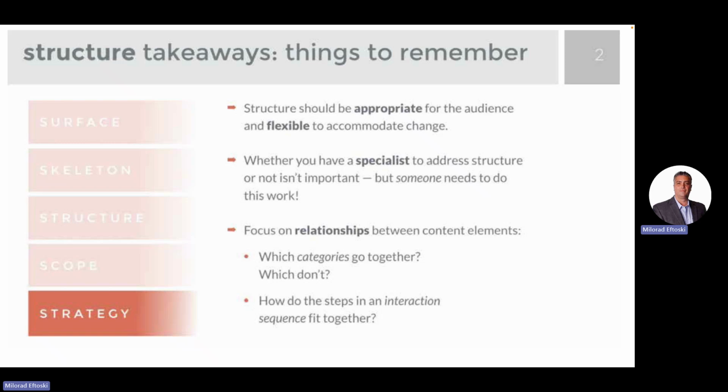Structure should be appropriate for the audience and flexible to accommodate change. So you should be able to make changes without any hassle. Whether you have a specialist to address structure or not isn't important, but someone needs to do this job. You can't skip this process when you're developing a high-end digital product. You have to consider this stuff. Focus on relationships between content elements. Which categories go together, which don't? How do the steps in an interaction sequence fit together?